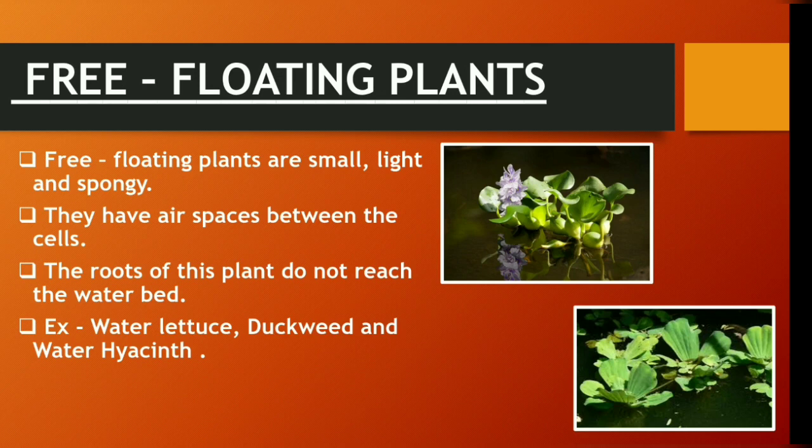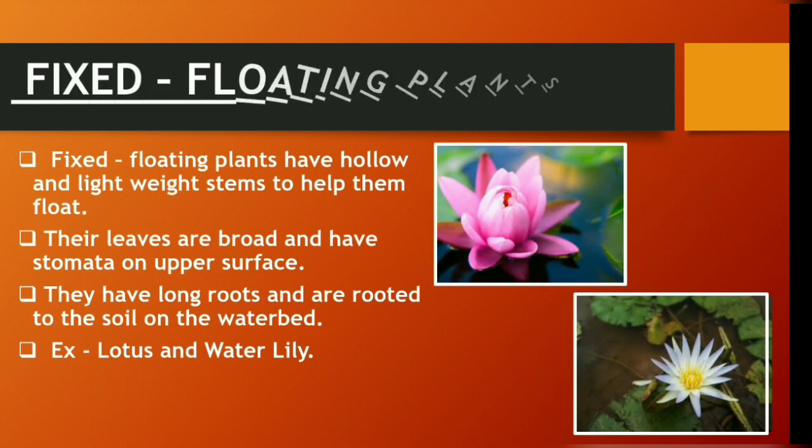The roots of this plant do not reach the water bed or the soil which is present in the water bed. So that's why they are freely floating plants. Example: water lettuce, duckweed and water hyacinth. Next is fixed floating plants.